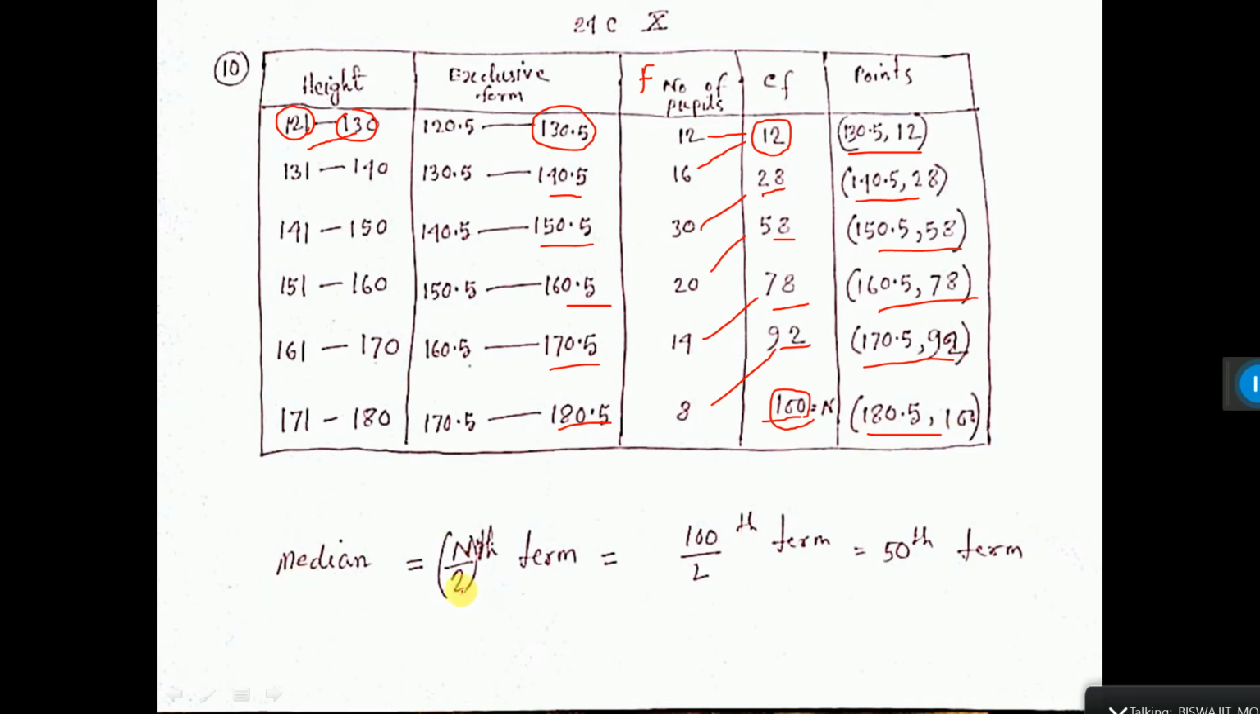Then the median formula. Since here n equals 100, which is even, the formula is the n by 2th term, that is 100 by 2, the 50th term. So the 50th term is falling here, see here. But I am not getting any corresponding value because this is a range. So if a range is there, we have to draw a graph. From the graph we have to find the median. See, here I have not written what the median is. I will get it from the graph.